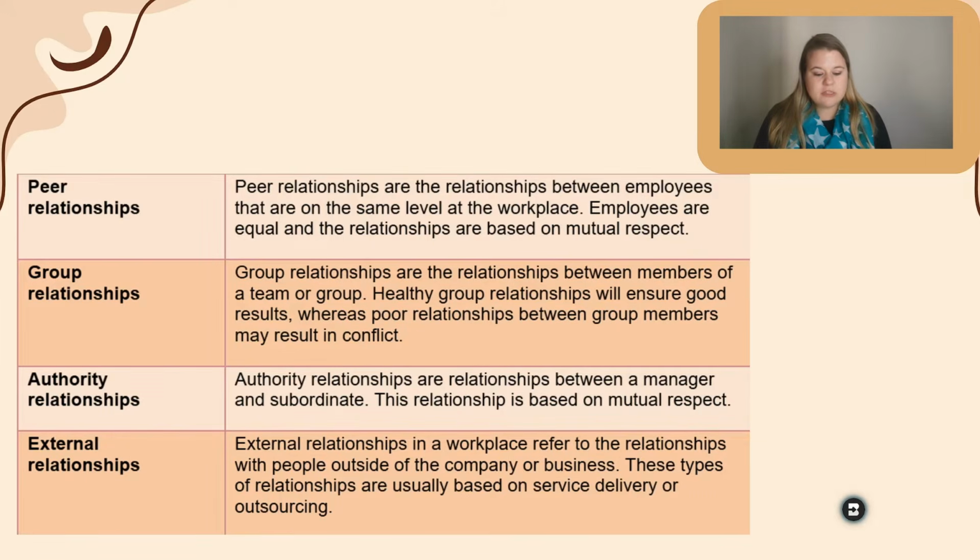Authority relationships. Authority relationships are relationships between a manager and subordinates. This relationship is based on mutual respect. External relationships. External relationships in the workplace refer to the relationships with people outside of the business or company. These types of relationships are based on service delivery or outsourcing.